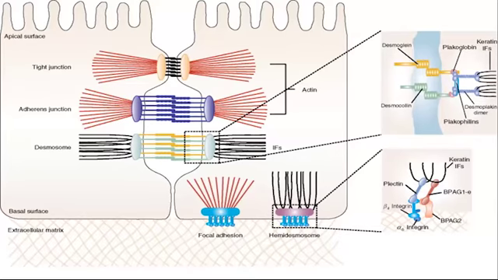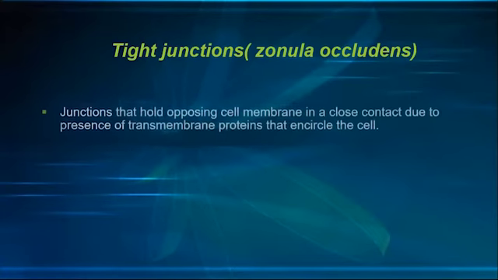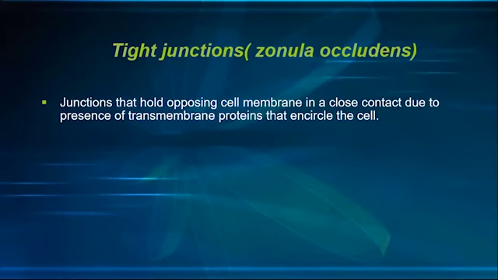So these are the basic components of these different types of cell junctions. Now we will come and specifically discuss the structural and functional properties of each of the cell junctions. So first of all, we come to the tight junctions, also known as the zonula occludens.